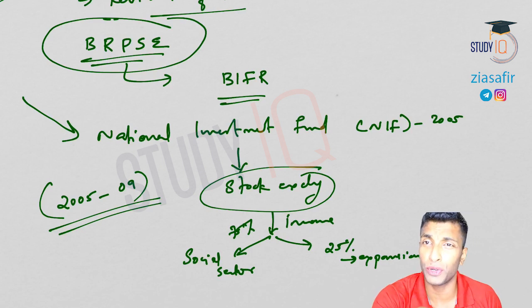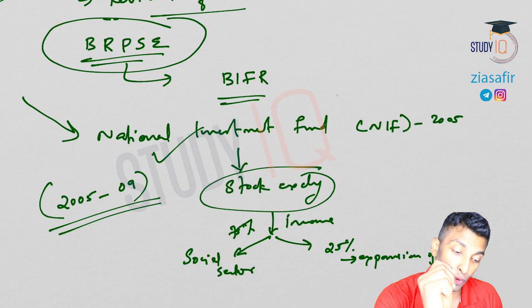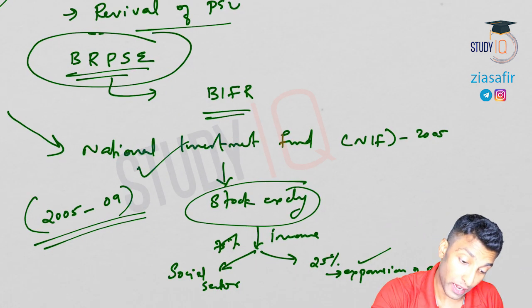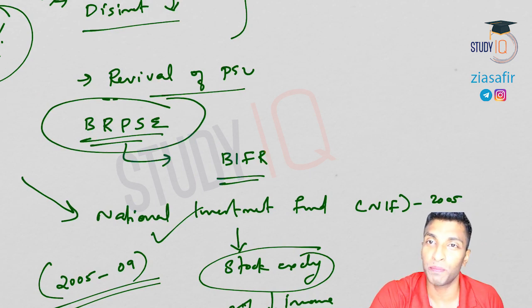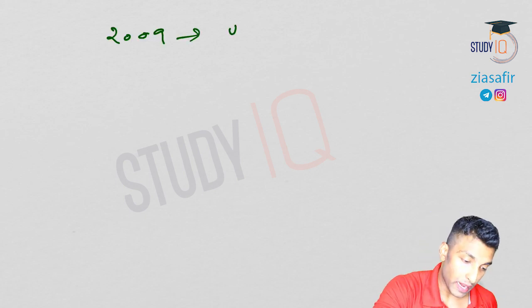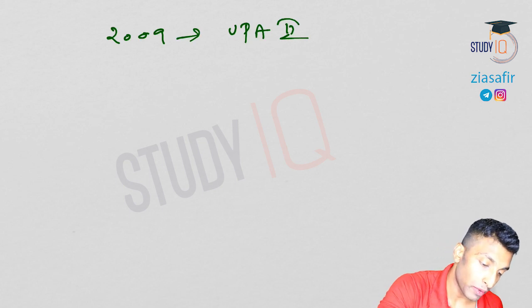All these were under the pressure of the left parties. Even the creation of the fund and the revival of PSUs, the credit is to be given not to UPA, but actually to the left parties. If the left parties had not been there, maybe you would have seen more disinvestment, and revival may not have been there. If it was a sick or loss-making PSU, you might have sold it directly. That would have happened if the left parties were not in support. Now in 2009, UPA 2 came into power.